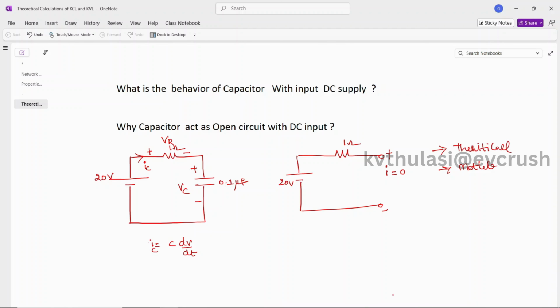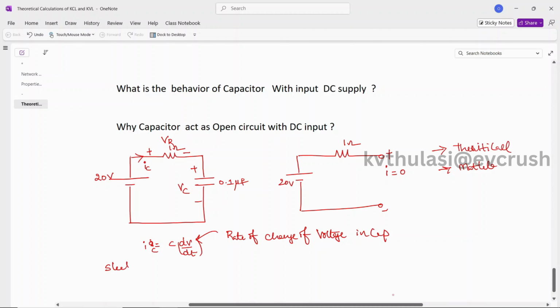Both are the same. So IC is equal to C dV by dt, where dV by dt is called the rate of change of voltage in the capacitor. But here when you are applying 20 volts, now let us see the analysis under steady state.